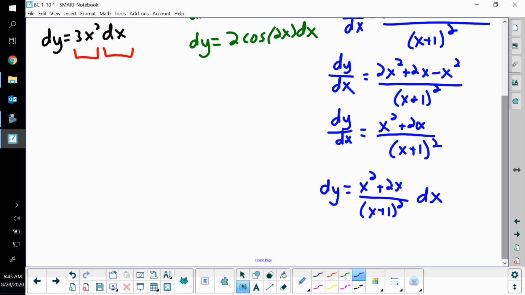Again, that differential, we'll see on the next slide, represents the approximate little bit of change in the y value that occurs when you change the x value by a little bit. And the slope of the tangent line at that original x value plays a role.